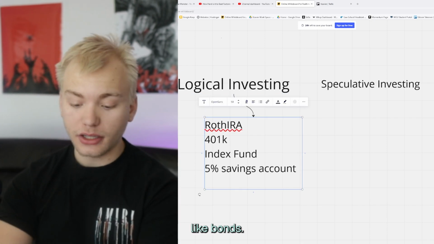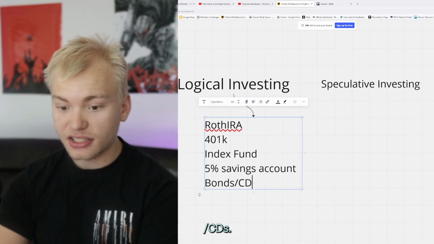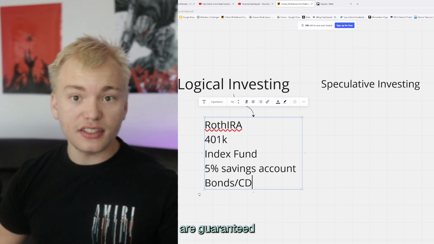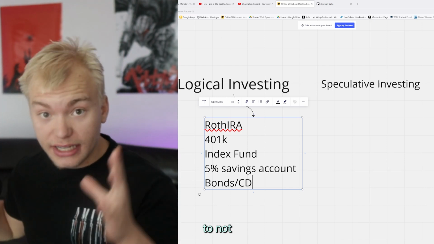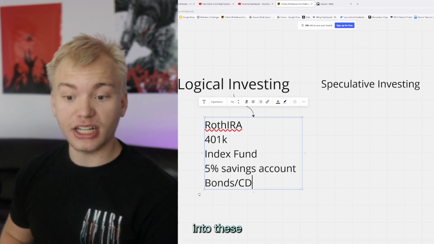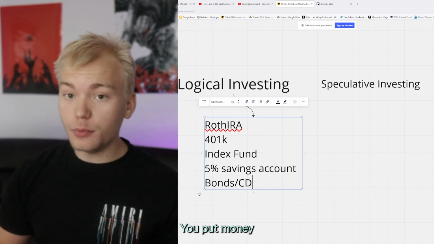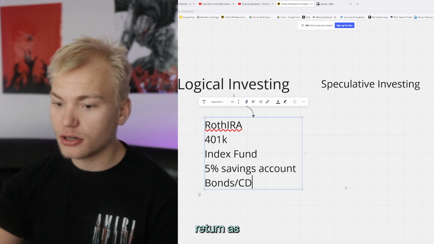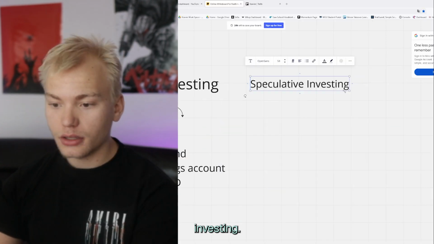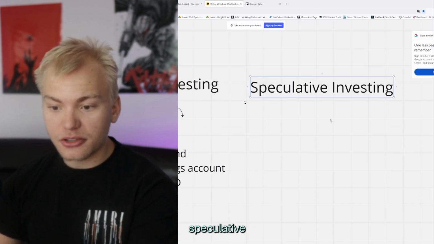Or even something like bonds/CDs. All of these things are guaranteed to make you money. It is literally impossible to not make money by putting your money into these things. However, if you put money into these things, you are not going to get as high of a potential return as speculative investing. By comparison, what is speculative investing?